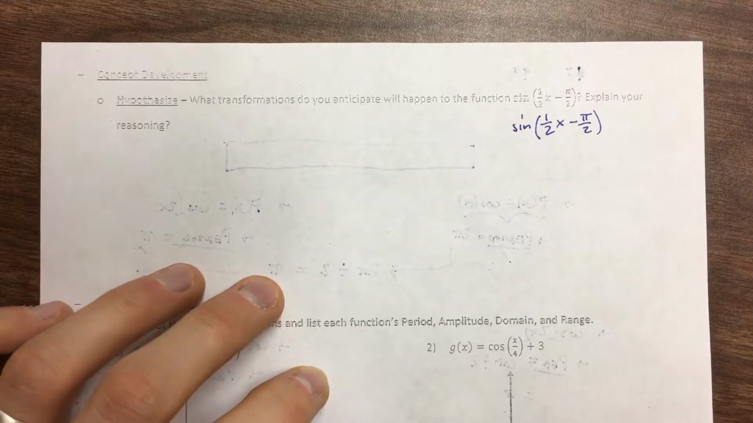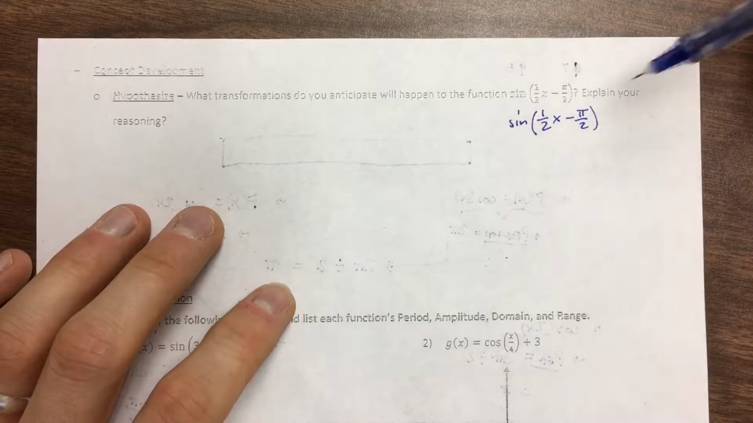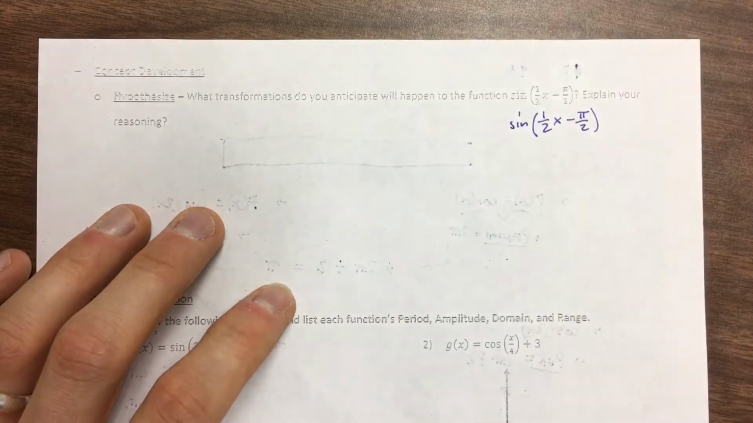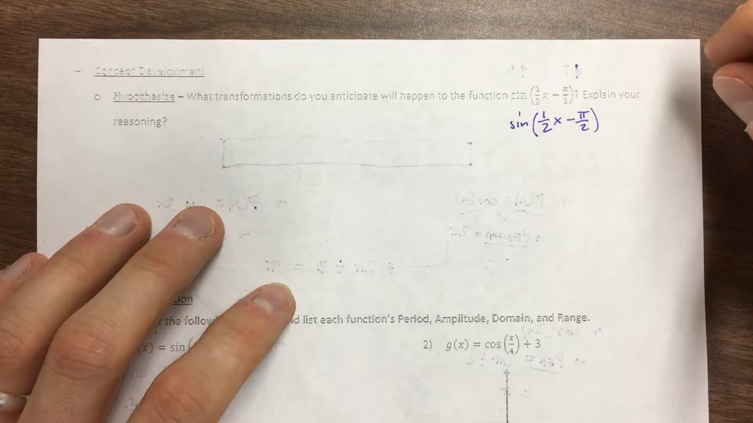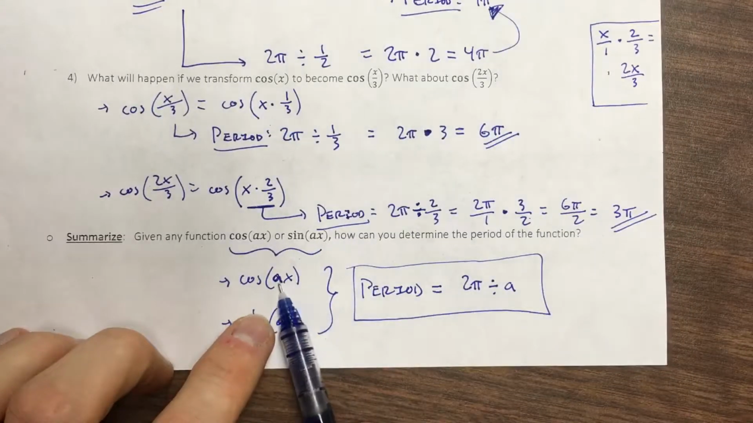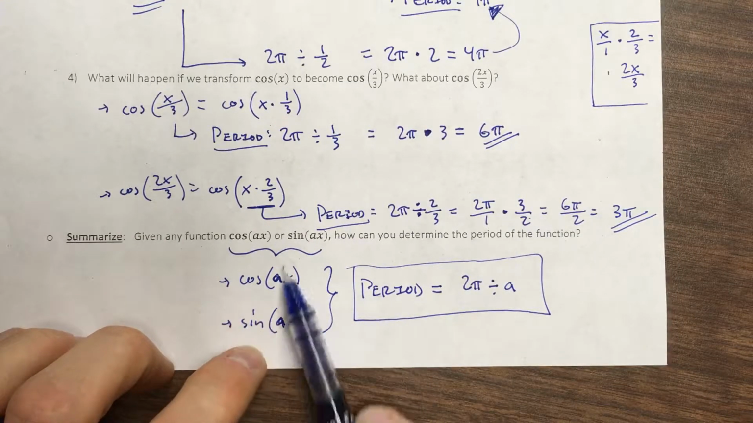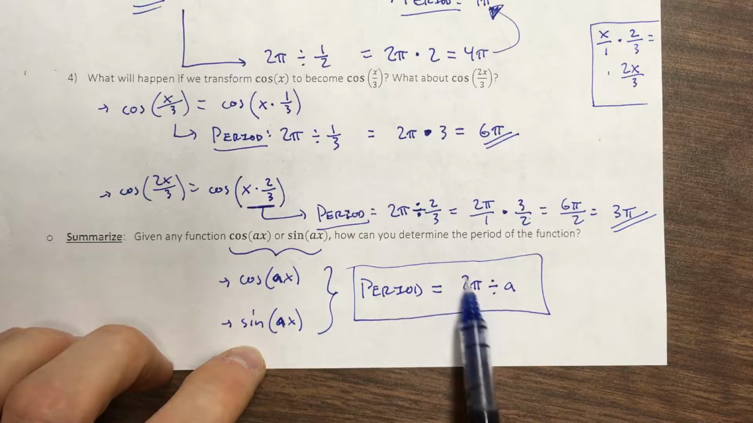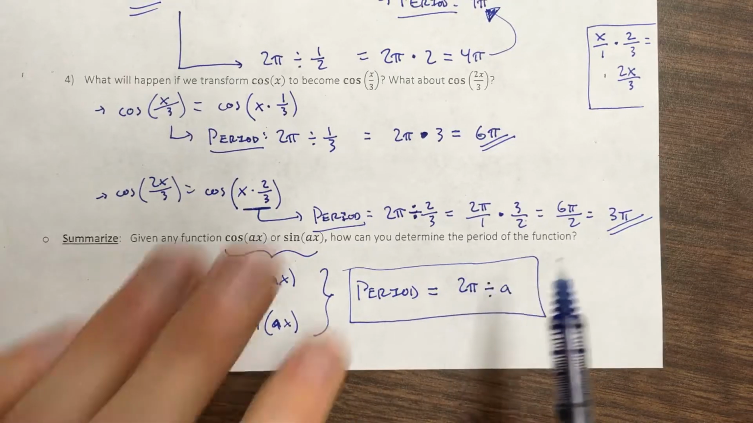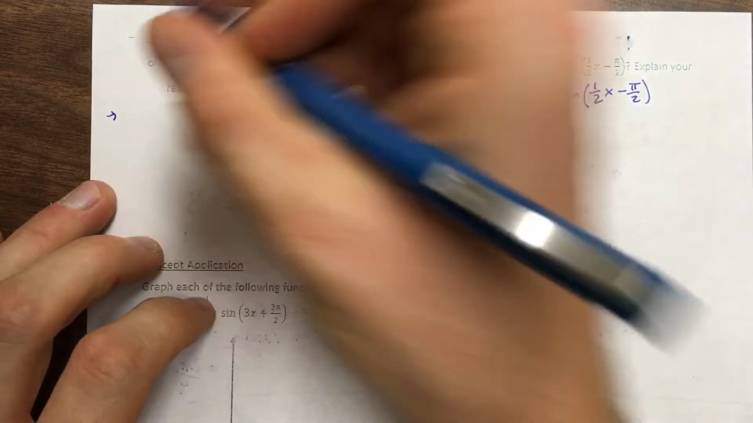This is the second video for September 7th or September 8th, and what we're looking at is how multiplying x by a number changes our parent function, specifically how it changes the period of the function. And we ended up here: if we're multiplying x by a value, whatever value that is, for sine and cosine we would take the parent function period, which is 2 pi, and divide by that value.